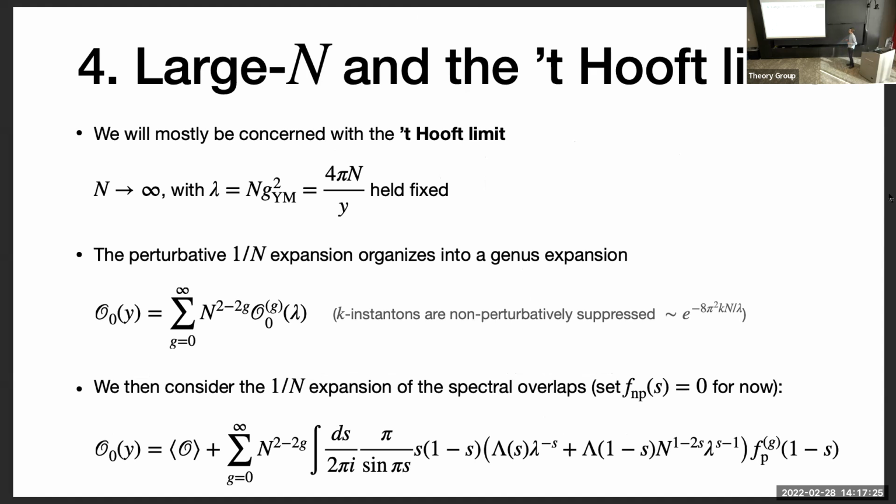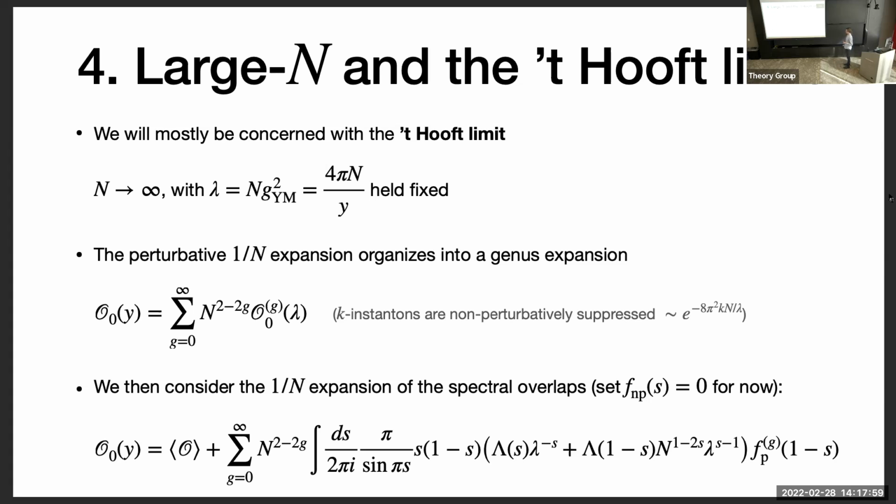Okay. So in this talk, we'll be concerned with the 't Hooft limit, where we take N to infinity and fix the 't Hooft coupling. And of course, in this limit, the perturbative 1/N expansion organizes into a genus expansion. At each order in the genus expansion, there's some non-trivial function of lambda, the 't Hooft coupling. And in this section, I'm exclusively going to be talking about the zero mode, for the reason that higher K instanton sectors are inherently non-perturbatively suppressed. So I'm going to restrict my attention to the zero mode. And that's nice because then I get to ignore cusp forms.